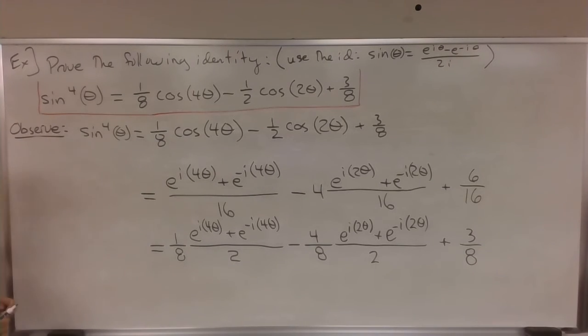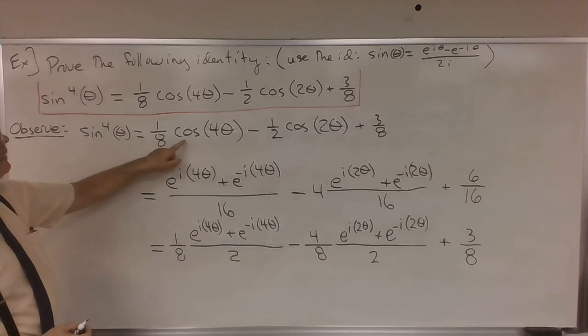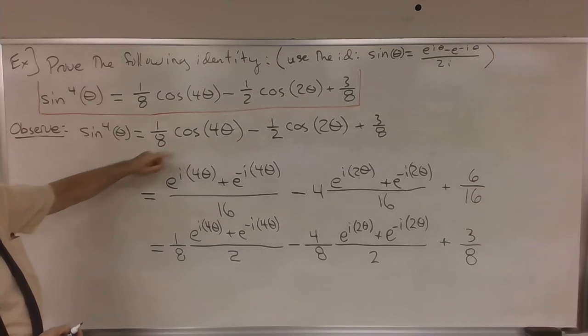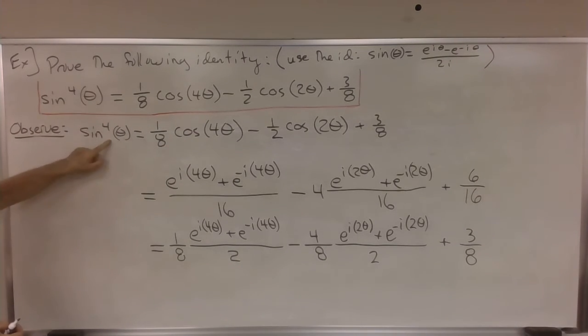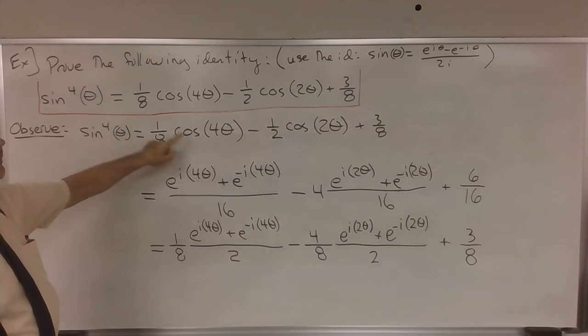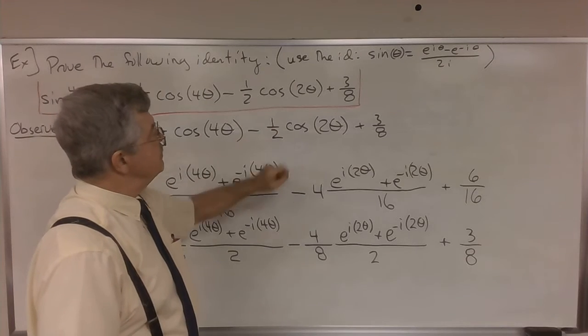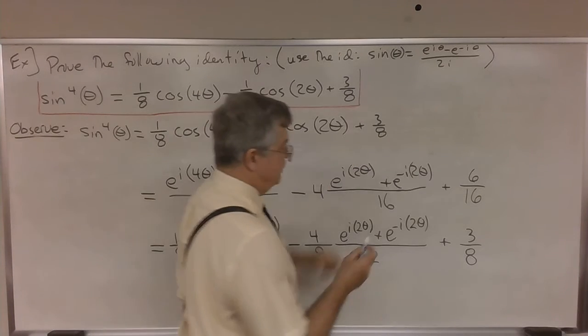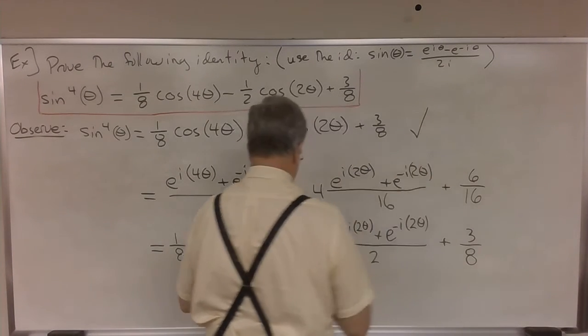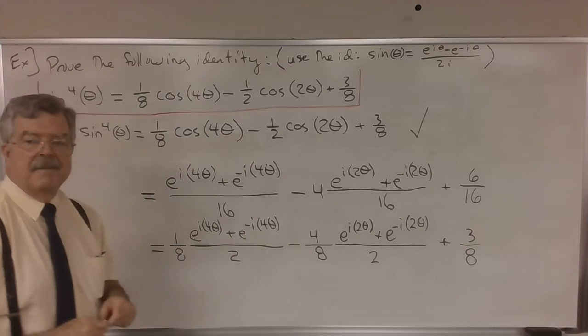And you know what? This is exactly what we are trying to show. Sine to the fourth of theta equals 1/8 cosine 4 theta minus a half cosine 2 theta plus 3/8. Bravo.